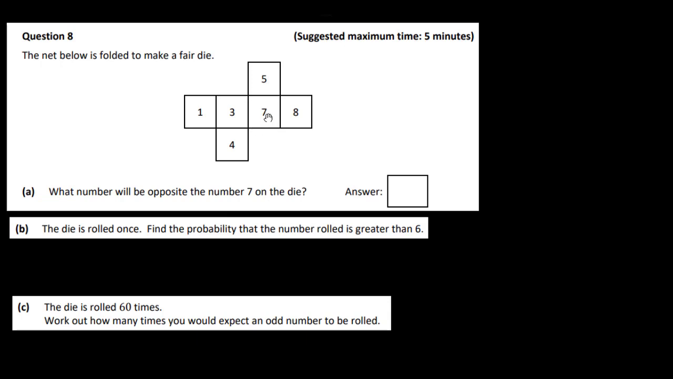So you can see here this is number 7. And if you fold this one, fold this one, fold this one over along here, you'll see that it's actually going to be opposite the number 1. Our answer here is just going to be 1.